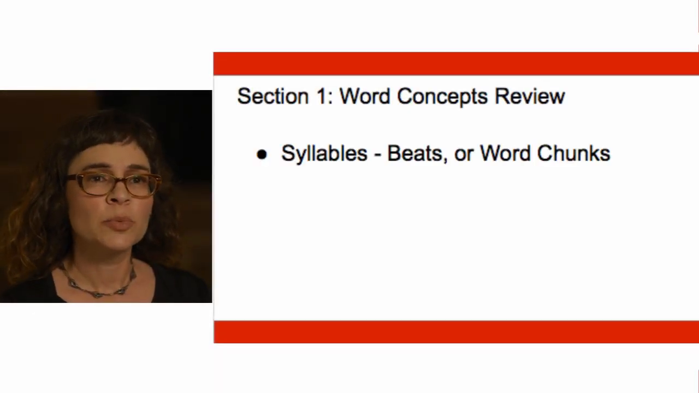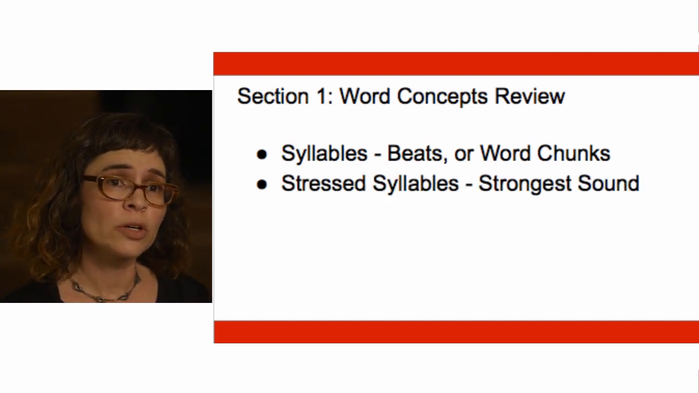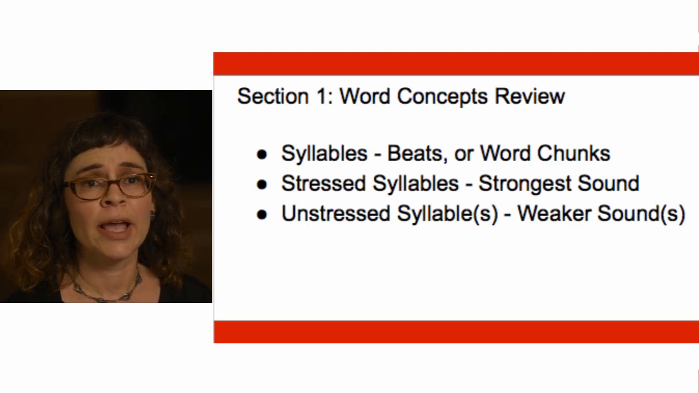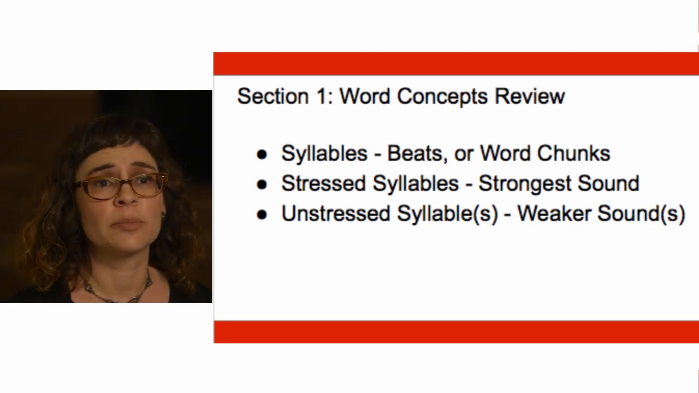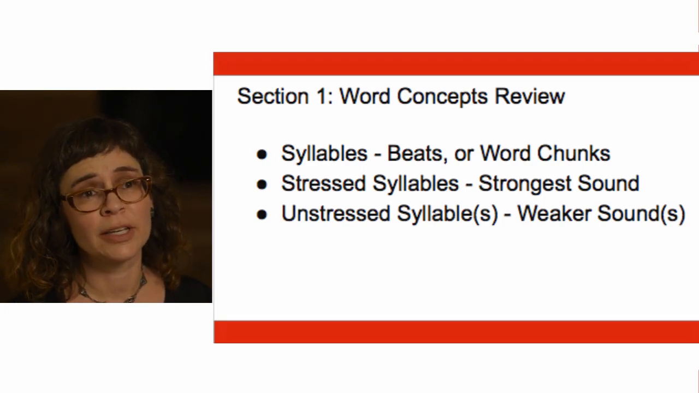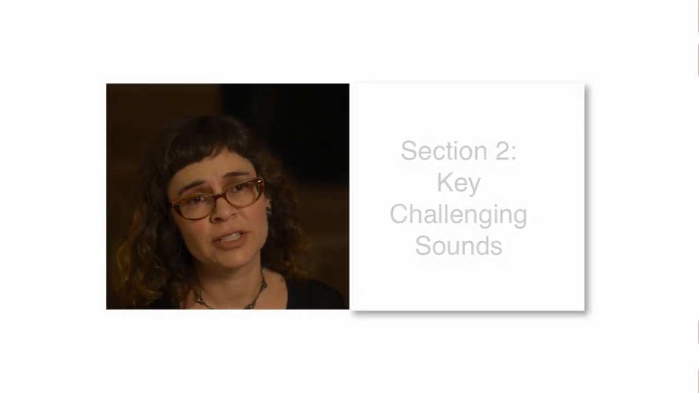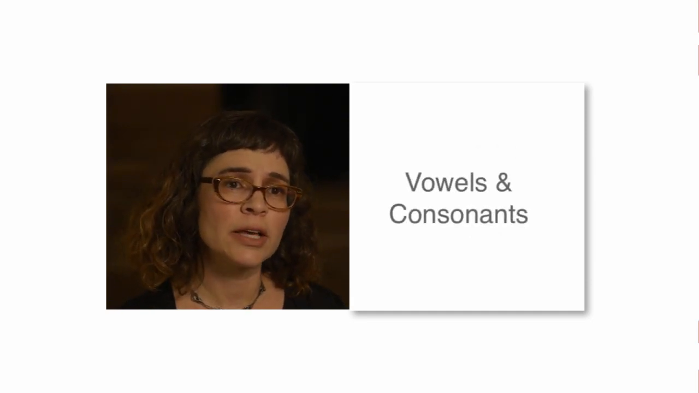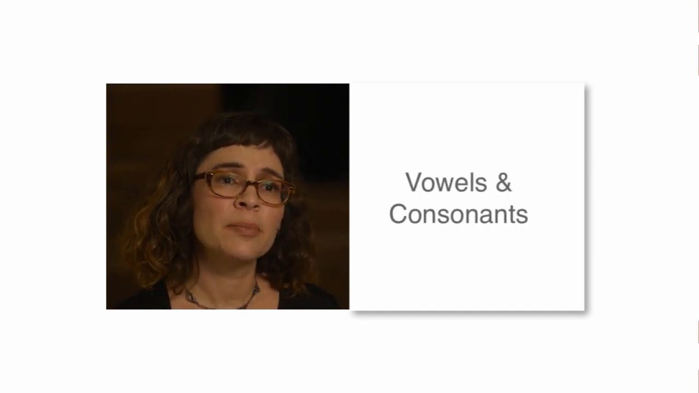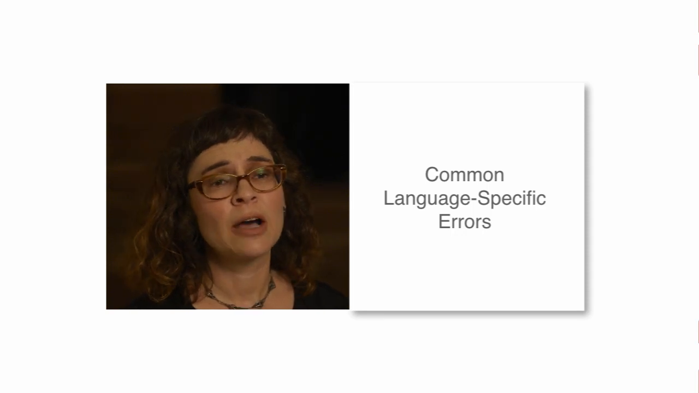So again, syllables are the beats or word chunks. Stressed syllables, the part of the word with the strongest sound, and unstressed syllables, the weaker sounding parts of the word, are your best indication of how to pronounce words in English. In Section 2, we'll dive right into the key challenging sounds, the vowels and consonants that, when mispronounced, can make the meaning unclear to the listener. We will also look at common language-specific errors and tips in how to avoid them.